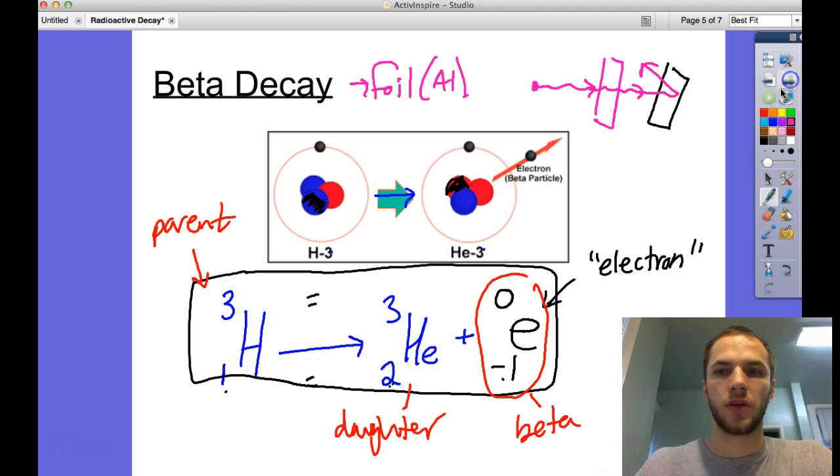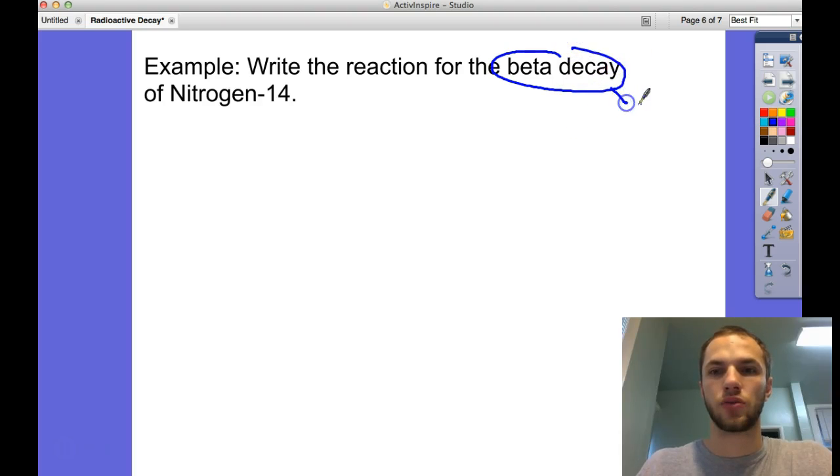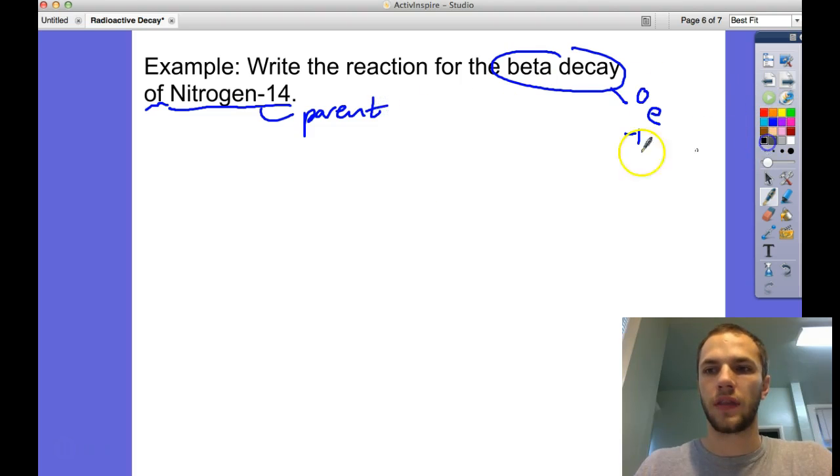So let's do a practice problem. Write the reaction for the beta decay of nitrogen 14. Okay, so first thing I see, this says beta decay. So I'm going to recognize right away in my equation I'm going to have this particle, 0e negative 1, an electron. And I also see that I'm using nitrogen 14, so this is going to be my parent. So let's go ahead and write that out.